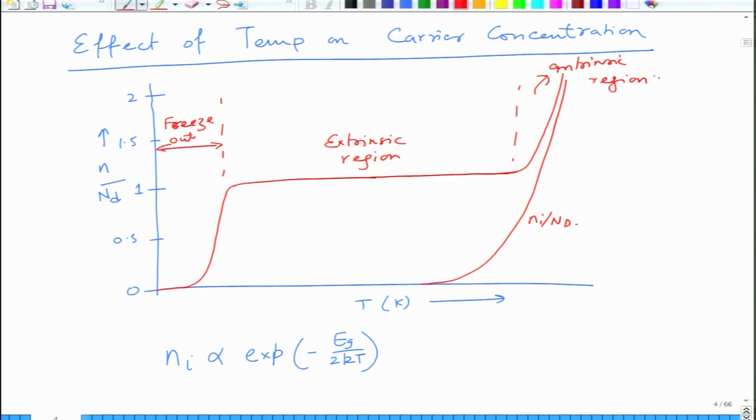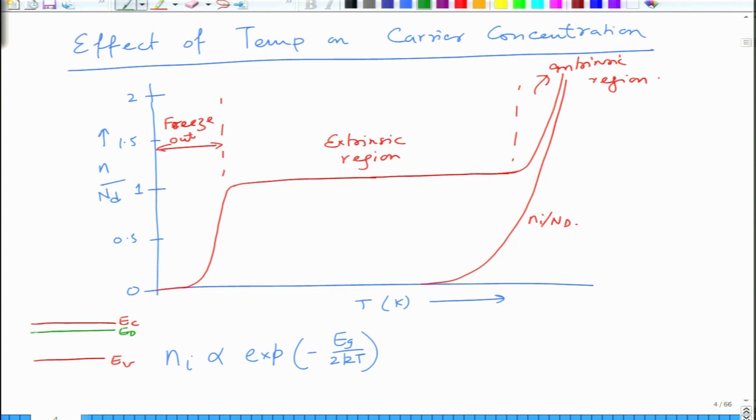Okay. So initially, what is the meaning of this extrinsic region? When you look at this at 0 Kelvin, let us say this is the situation, this is your EV, this is your EC, and somewhere here we have ED.